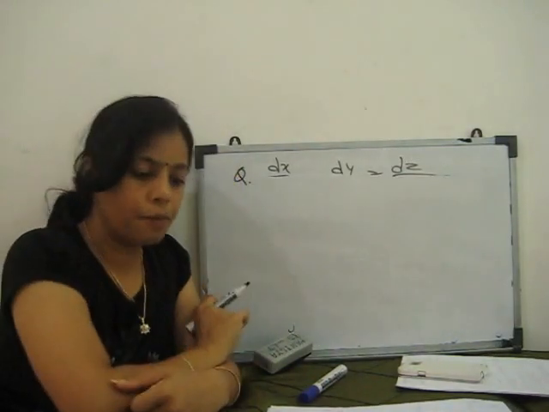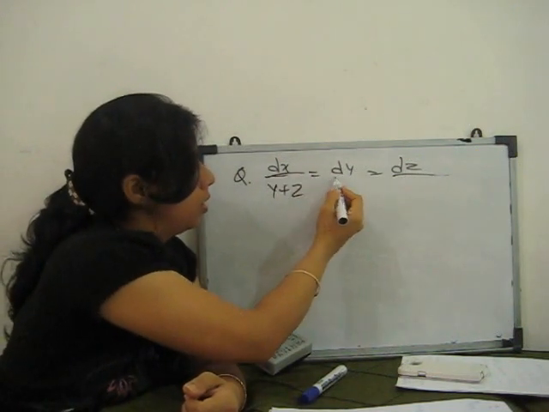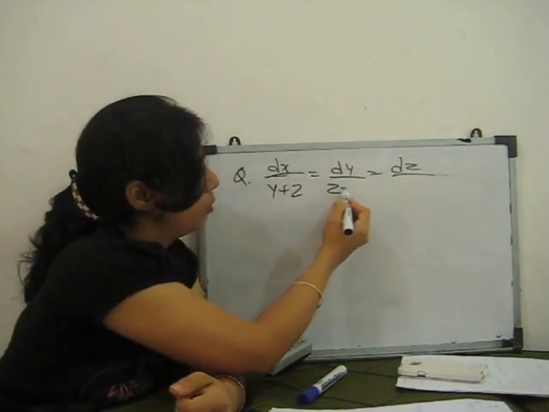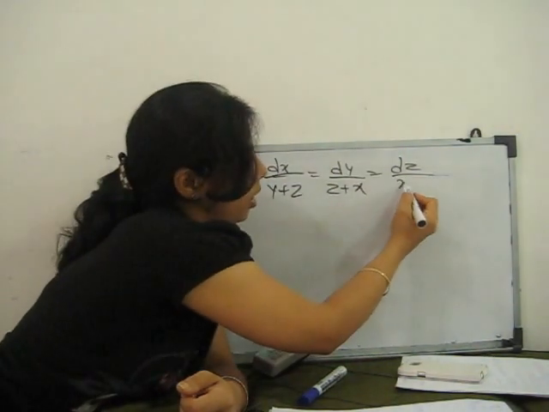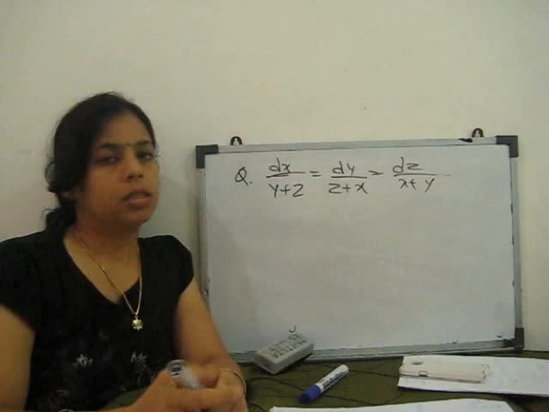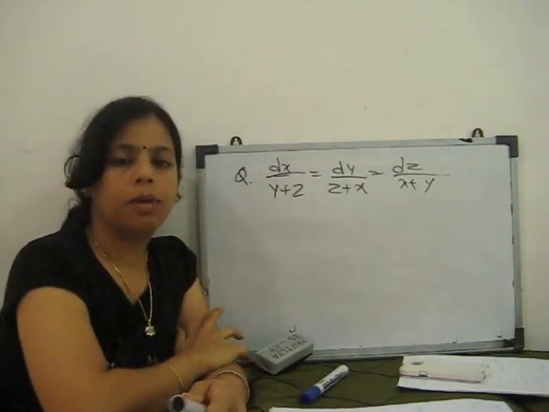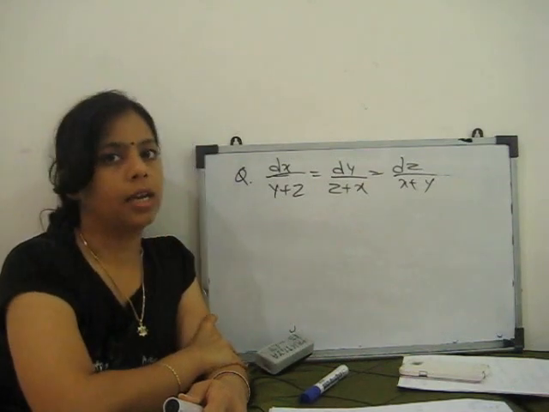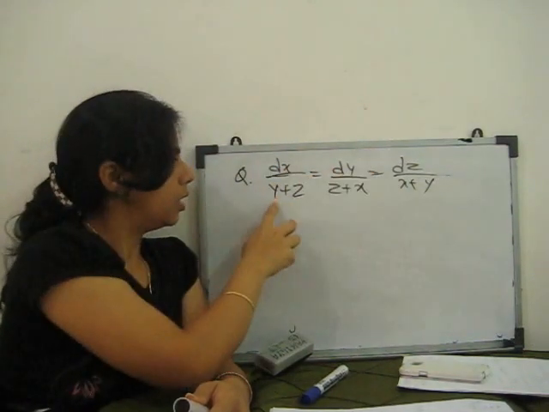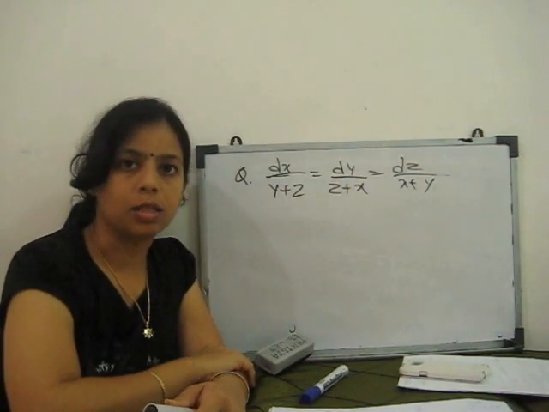dx upon y plus z, dy upon z plus x, dz upon x plus y. In this case, this is not the method of multipliers because we cannot multiply anything here. But there is some symmetry here: y, z, z, x, x, y. Some symmetry is going on.